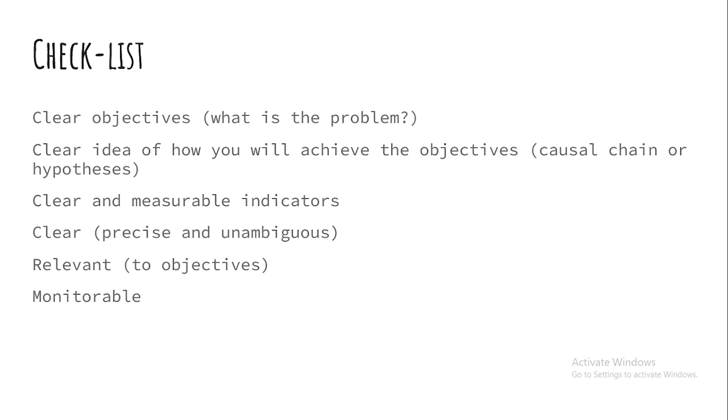Yeah, we're going to look at the checklists you need in conducting your baseline survey. One, you have to set clear objectives of what is exactly the problem. You have to have a clear idea of how you achieve your objectives. There has to be a causal chain or the hypothesis stated. You have to set clear and measurable indicators. They have to be clear in terms of very precise and not ambiguous, relevant to objectives, and monitorable.